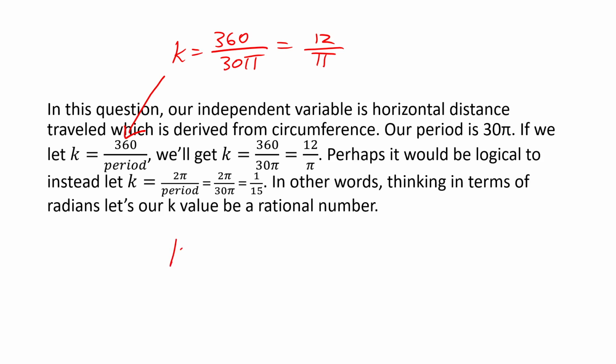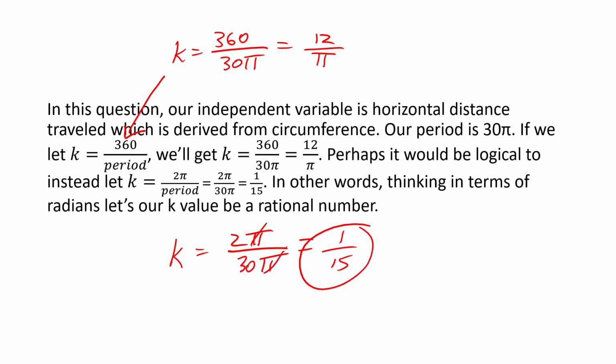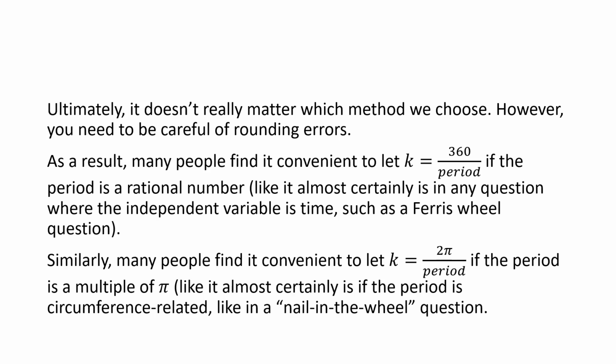Specifically, k, if we're in radian mode, is equal to 2 pi over the period. 2 pi over 30 pi is equal to, after the pi's cancel out, 1 over 15. We've got ourselves a nice rational number, and we got it by letting k equal 2 pi over the period and putting our calculator in radian mode.